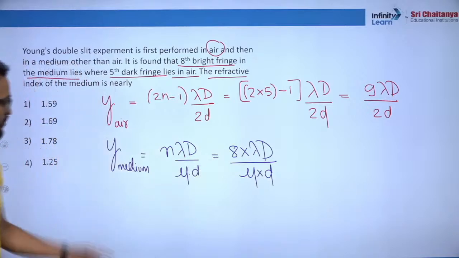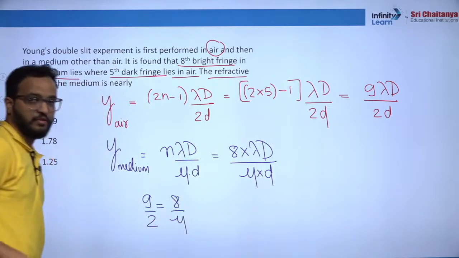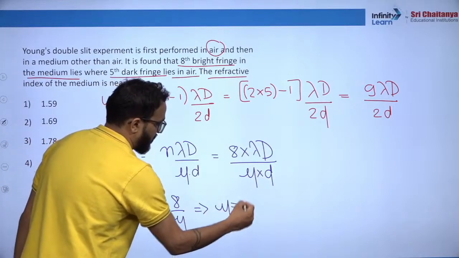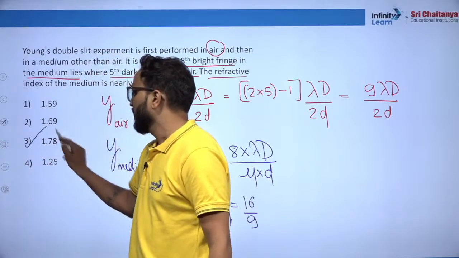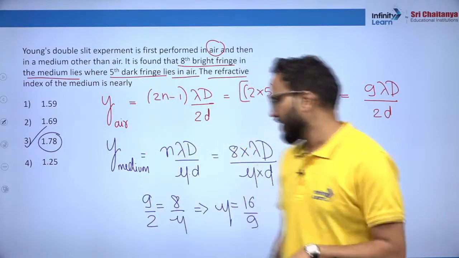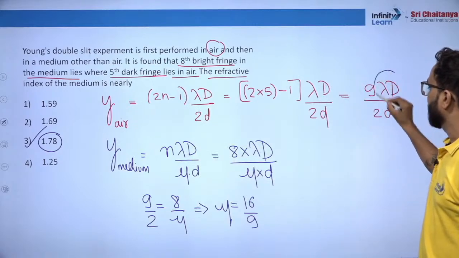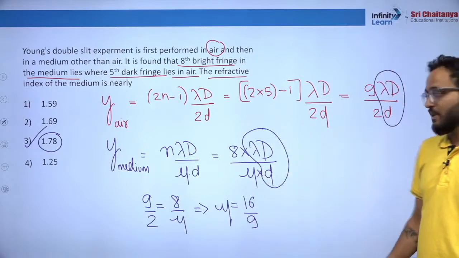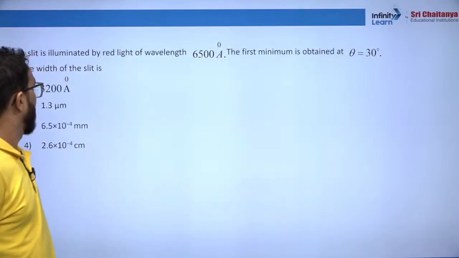So now we can equate these two. You can say 9 by 2 is equal to 8 by mu. So mu is going to be 16 by 9. I guess it will be 1.777, 1.78. So third option is correct. Did you understand, guys? I have just equated these two. Obviously this factor will get cancelled, lambda D by d and lambda D by d. So I have simply equated 9 by 2 with 8 by mu. Let's move on.